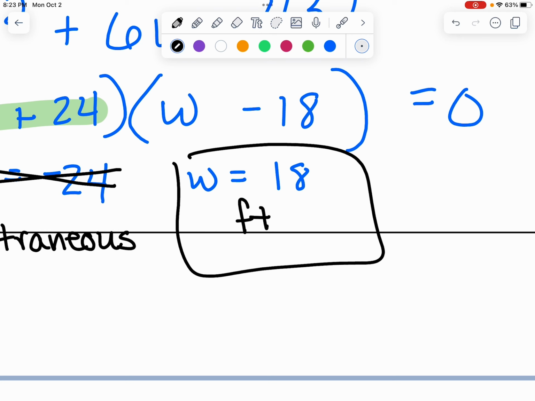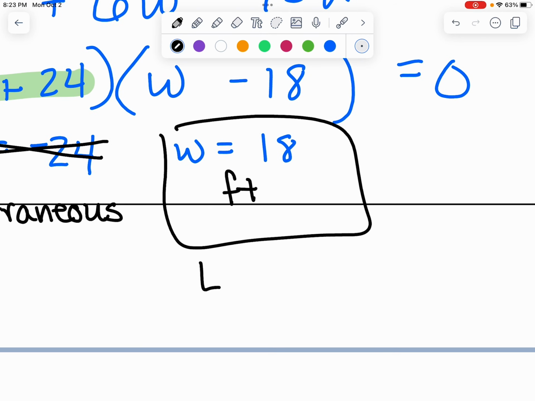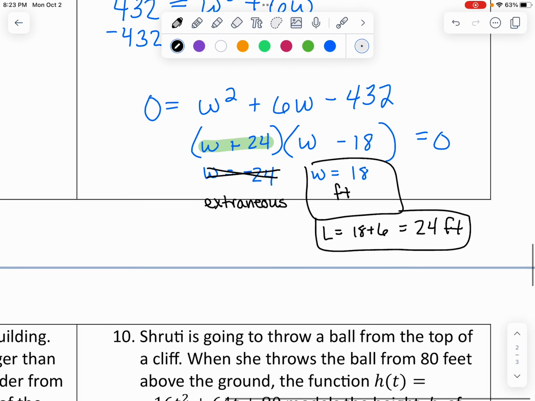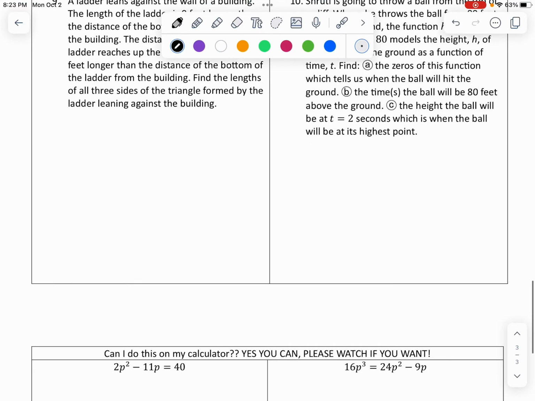Do you remember what the length was? The length was 6 more than it. So 24. 18 plus 6, yeah. And sure enough, if you multiply those, you should get 432. Wow.